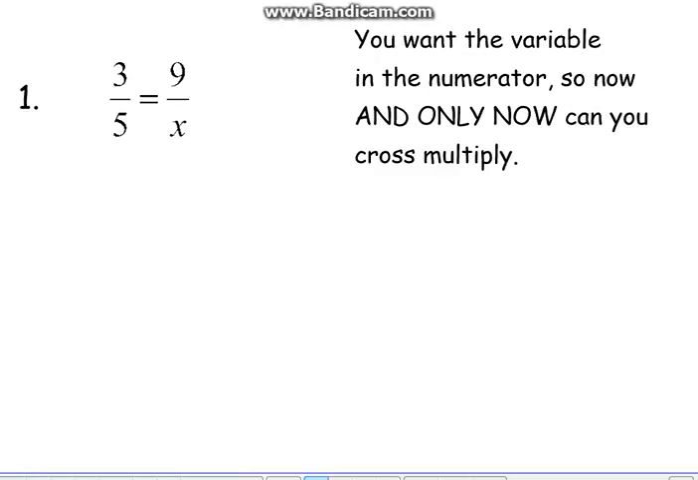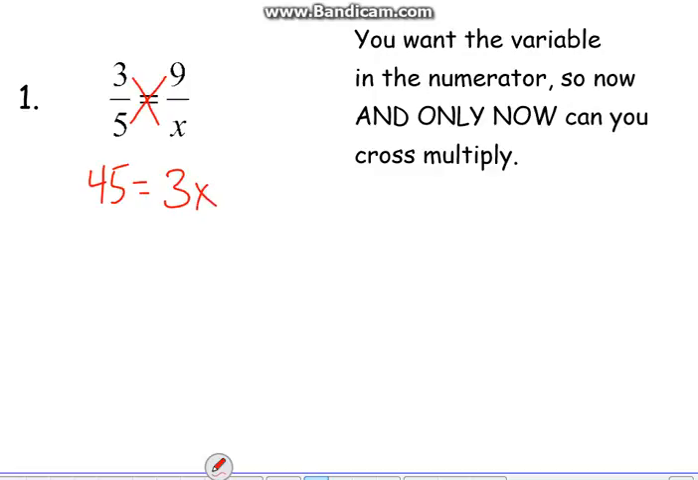We want our variable in the numerator, so now and only now, this is the only time ever I'm going to suggest that you actually cross multiply. As you guys know, I don't like cross multiplying, so we're just going to run through this real quick. This is the only time you can do it. Cross multiplying 5 times 9 gives me the 45. 3 times x gives me the 3x.